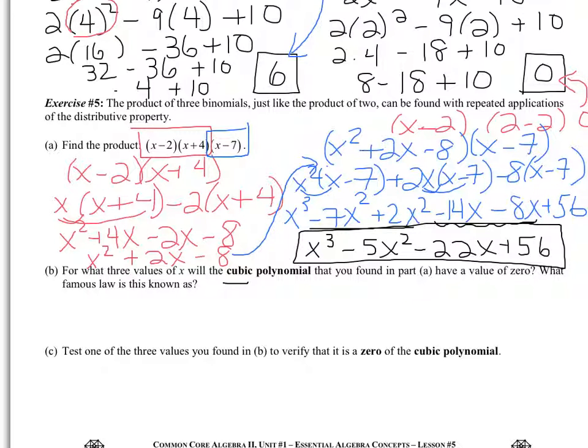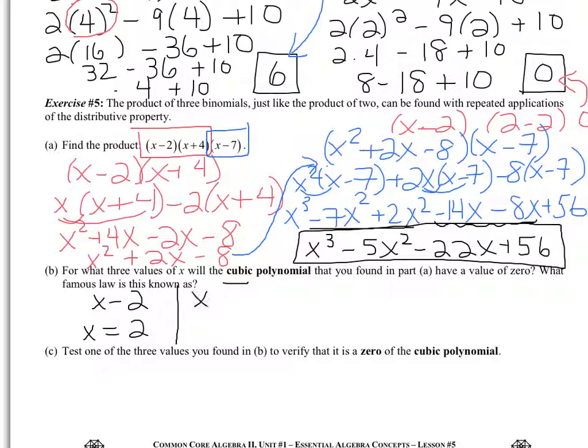Now they're asking us in part B, what 3 values will make the overall value of this 0? Now I guess I could plug things into x to the third minus 5x squared minus 22x plus 56 and do some trial and error and see if I'll get 0, but remember, I had 3 factors to begin with. Let's start here with the first one, x minus 2. Well, guess what? If x equals 2, that factor becomes 0, and that means all the things I'm multiplying together are going to equal 0.